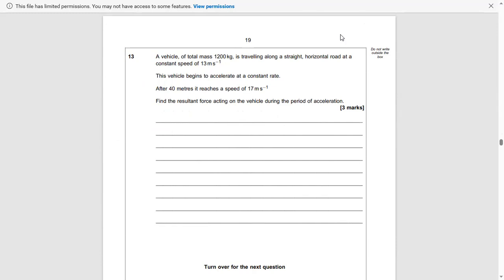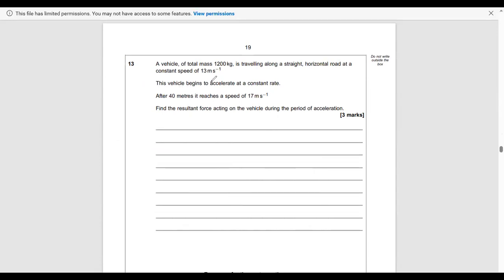First thing I'm going to mention: when you see a vehicle accelerating at a constant rate, constant acceleration, this is SUVAT. It's telling you automatically this is going to be SUVAT, because our SUVAT equations we can only use when the acceleration is constant. So when you see constant acceleration, you want to think, right, this is a SUVAT question.